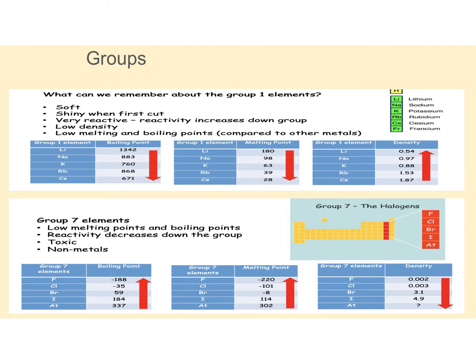Things you need to know about group 1 elements: they're soft, shiny when first cut, very reactive, low density. They're these ones here. Group 7 then, they've got low melting and boiling points, reactivity decreases down the group. They're quite toxic, and they're non-metals. There were no questions on this, it's just a brief overview of the groups.